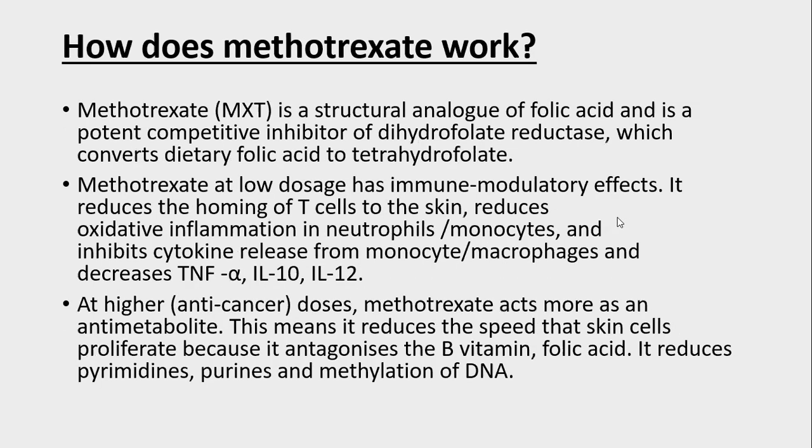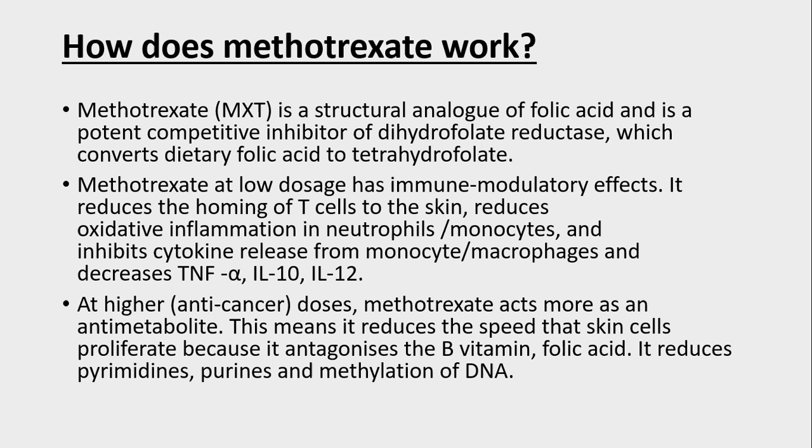How does methotrexate work? Methotrexate is a structure analog of folic acid and is a potent competitive inhibitor of dihydrofolate reductase, which converts folic acid to tetrahydrofolate. So methotrexate at low dose has an immune modulatory effect.